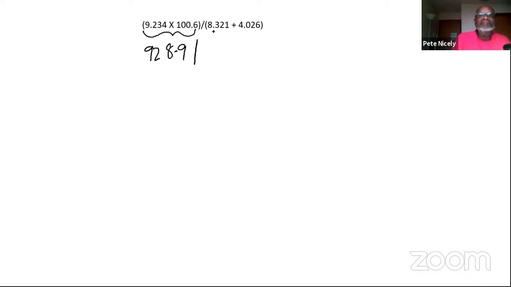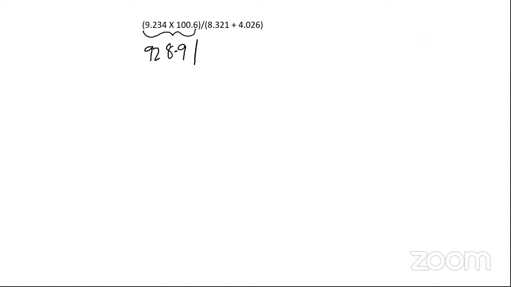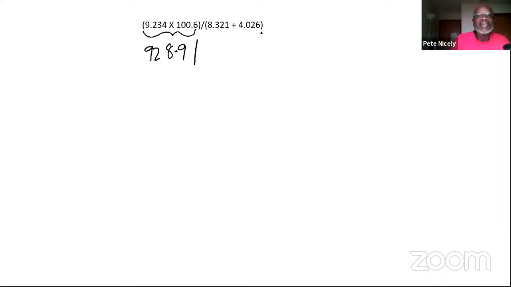And I'm going to divide that by the sum of these two, right? So that would be 8.321 plus 4.026. And according to my calculator, I got 12.347, but I need to round this off to, let me see here. You have 3 decimal places here, 3 decimal places here, right? So I'm just going to rewrite this number, 12.347, which is to 3 decimal places, all right?